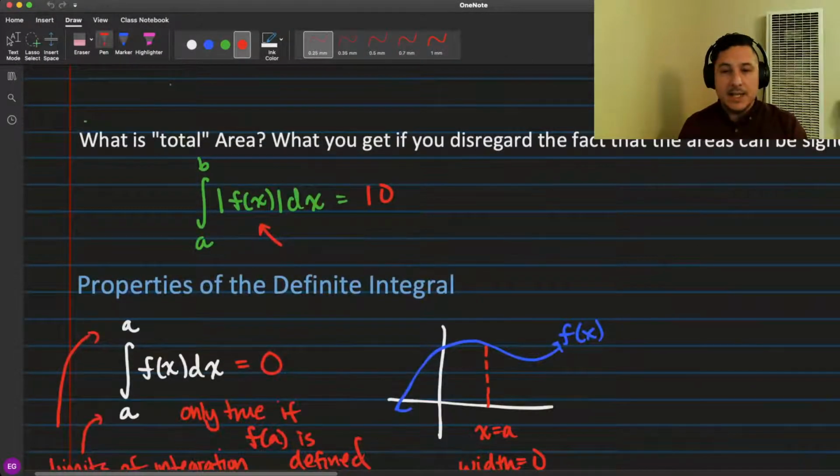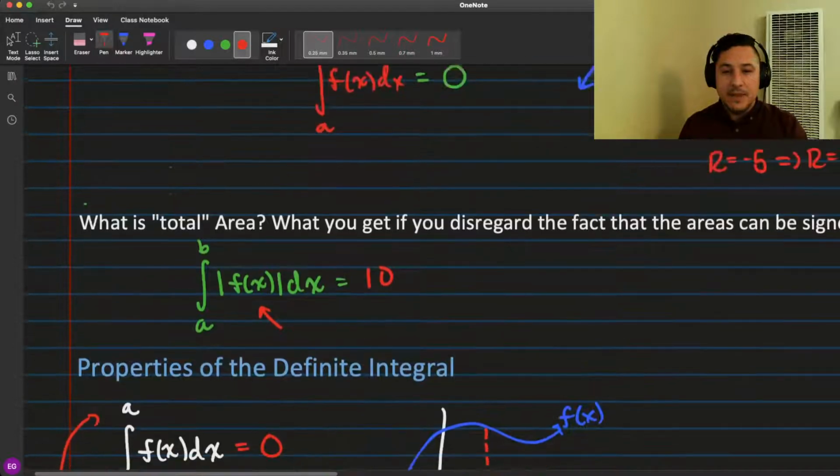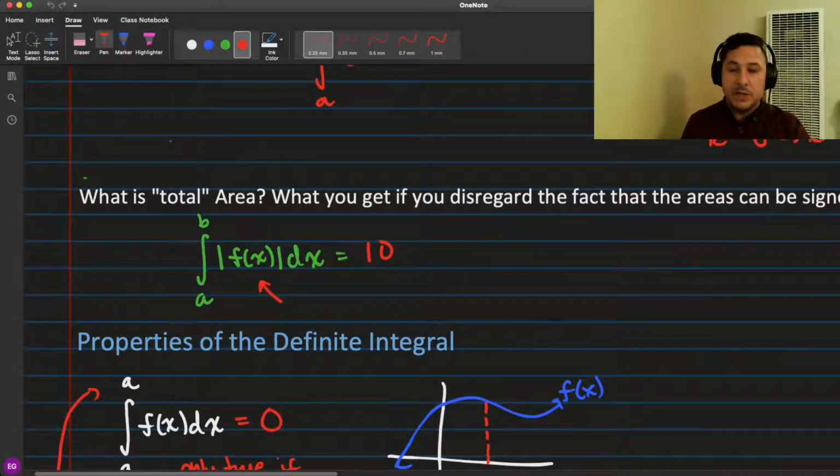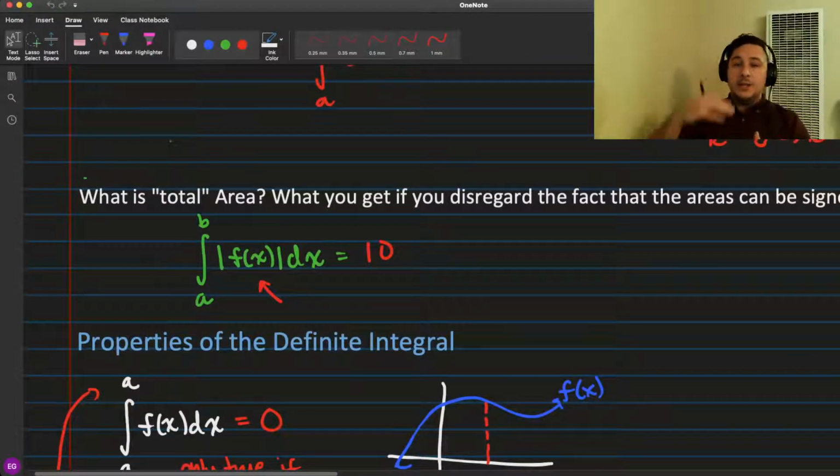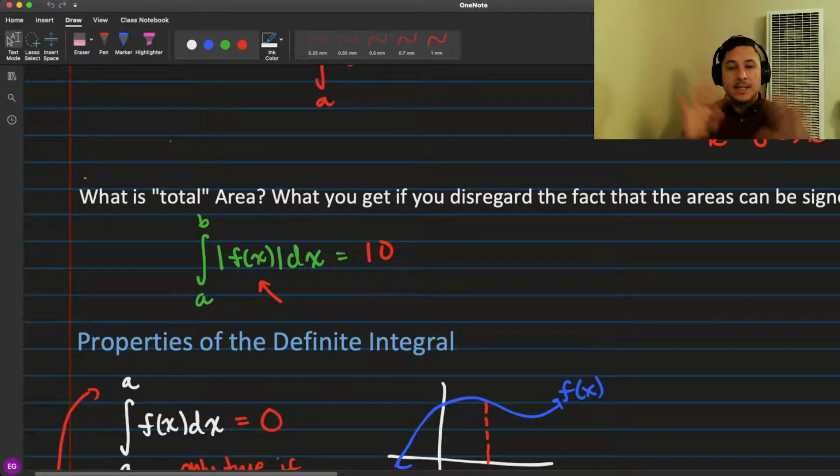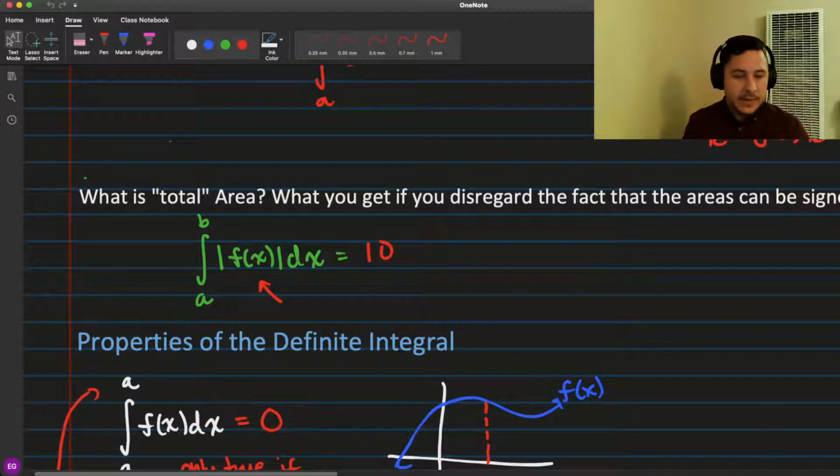Okay. We also discussed this idea of total area. If you take the absolute value of the function, what used to be negative will now become positive, and that adds up. Gives you, like, normally what we think of in terms of area. It disregards the fact that some of it is negative and some of it is positive.